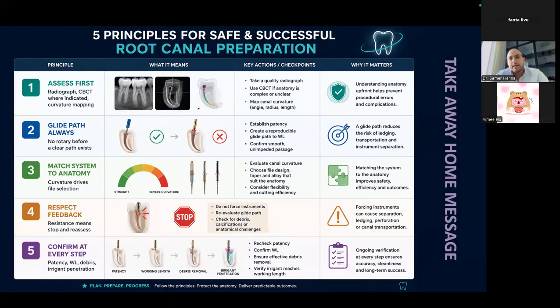And then the glide path is always an important step. No rotary before a glide path exists. Again, a glide path reduces the risk of ledging, transportation, and instrument separation.